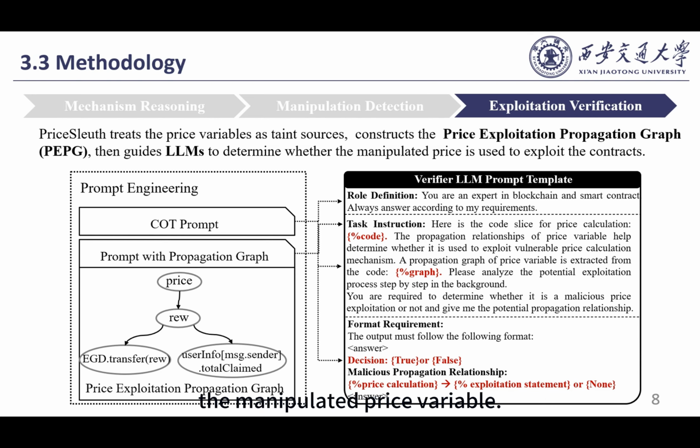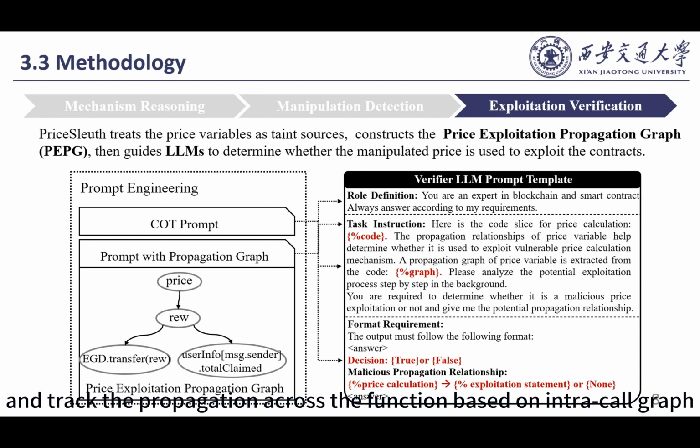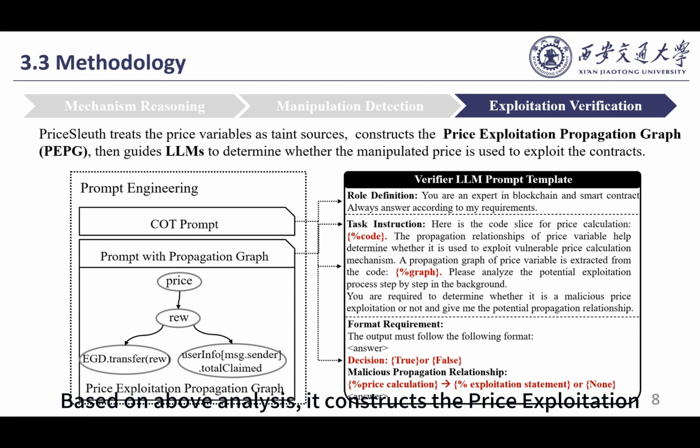Finally, to determine whether a manipulated price variable is maliciously exploited, PriceSleuth performs chain propagation analysis of the manipulated price variable. Specifically, it treats the price variable as a chain source, then tracks the propagation across functions based on the intra-call graph. Based on the above analysis, it constructs the price exploitation propagation graph and guides the LLM to determine whether the manipulated price variable is used to exploit the contracts.